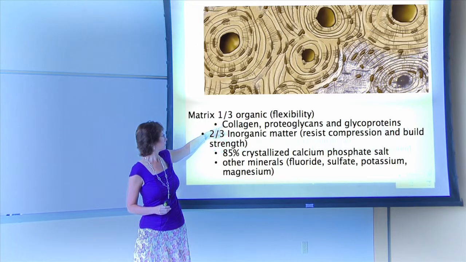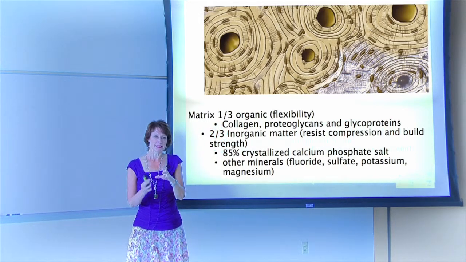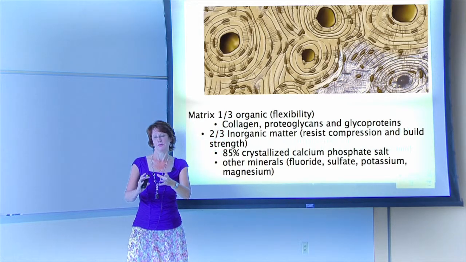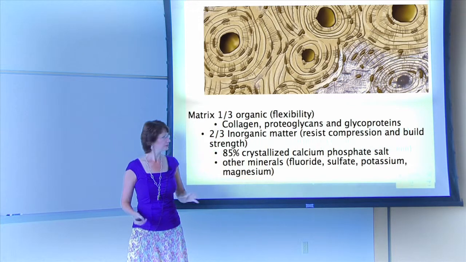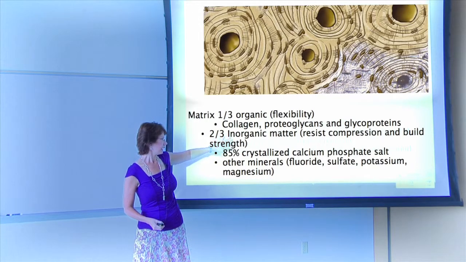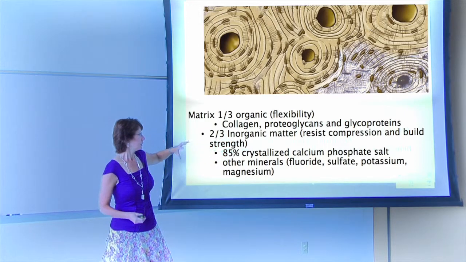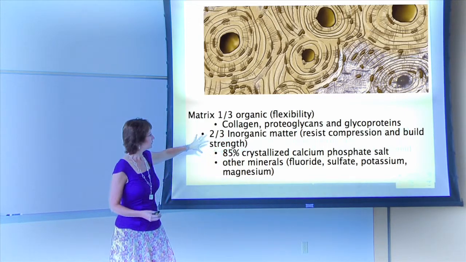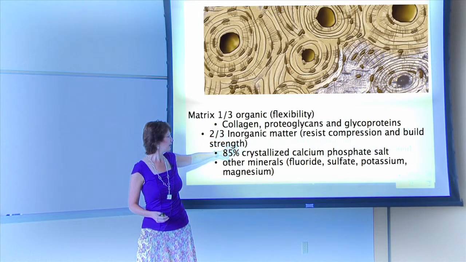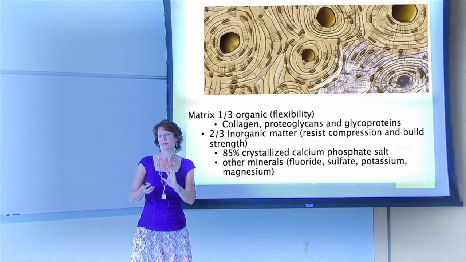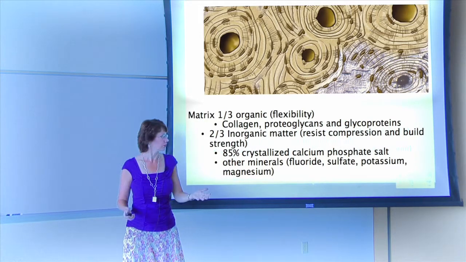If there's a problem with the proteins and there isn't enough protein matrix or the proteins are made incorrectly, you lose flexibility and the bones get very brittle and break very easily. On the other hand, the inorganic part, the calcium phosphate salts, give really a strength to the bones. And if in fact the bones don't have enough of this calcium phosphate salt, they aren't strong enough and they'll bend really easily and also break.